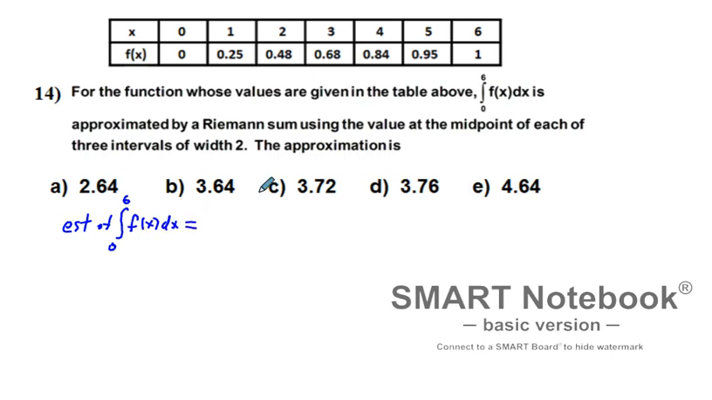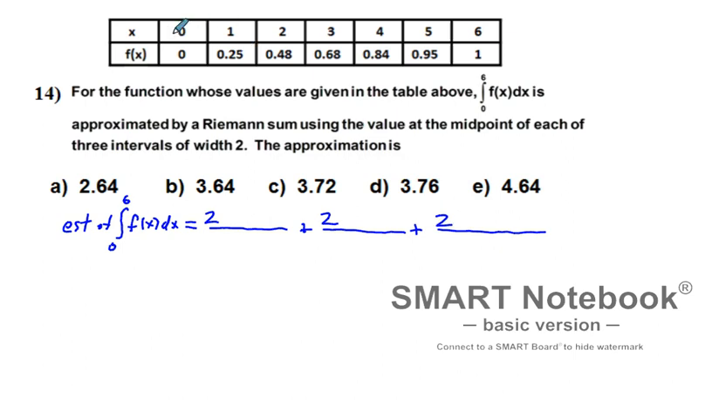And for this, we're given 3 subintervals. So I just put 3 blanks separated by two plus signs. That's it. And we know that each one is width 2. So 2, 2, 2.